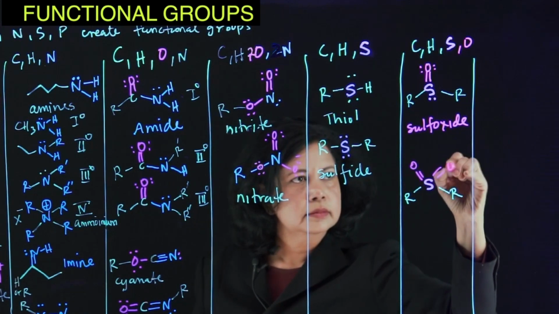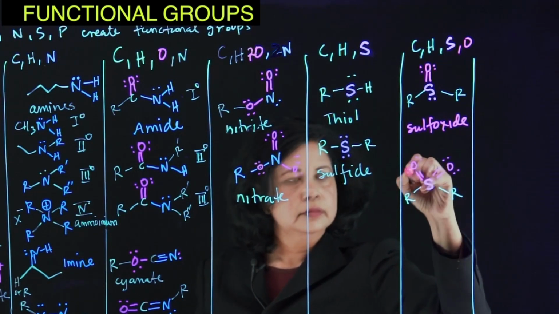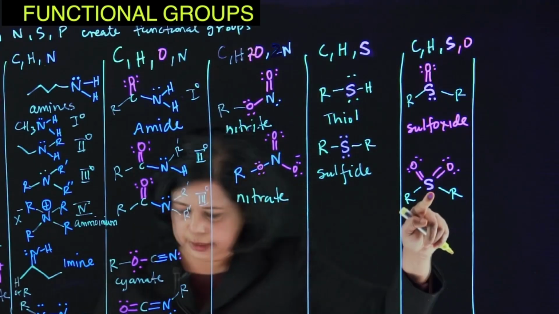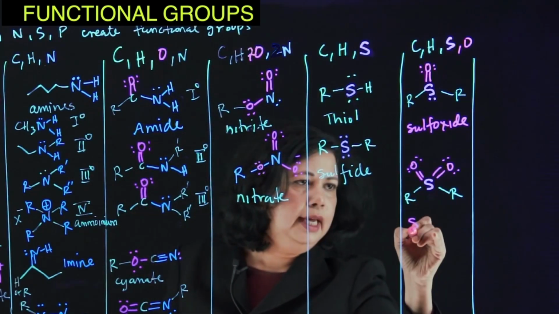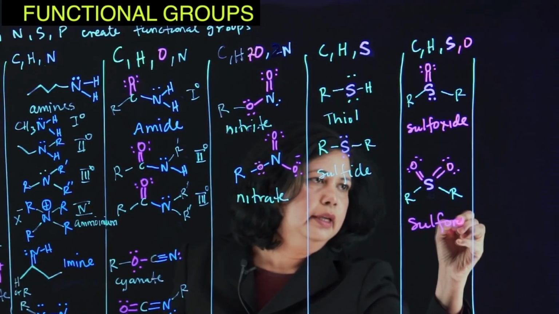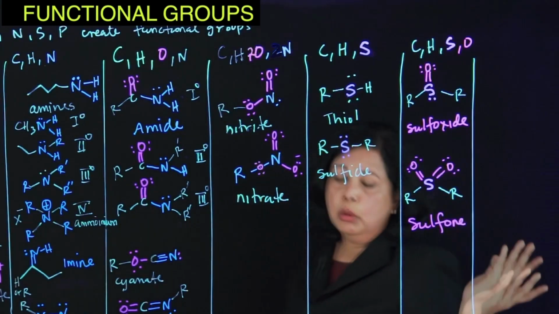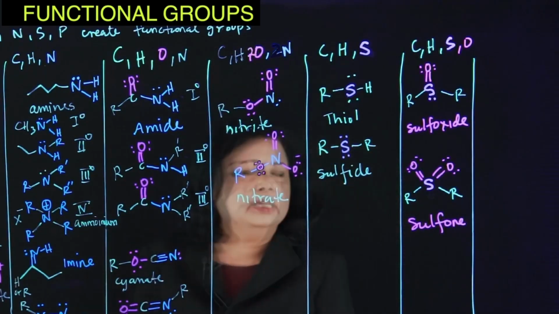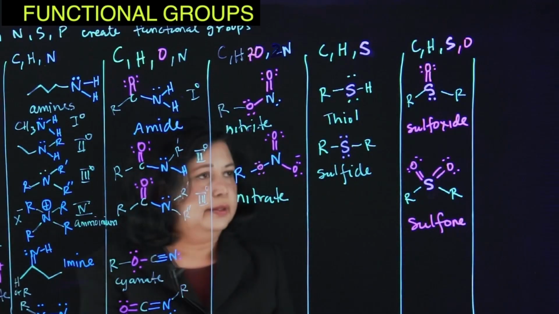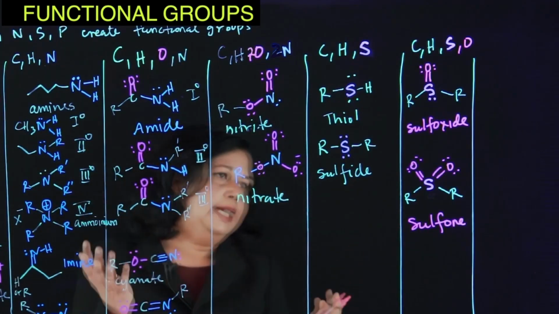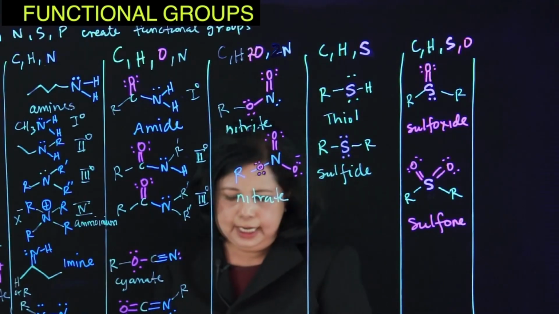and 2 oxygens here, now you're not going to have any lone pairs here because you already have 6 bonds. That will be called a sulfone. So this can be dimethyl sulfoxide, DMSO. That's what we're going to talk about, as a solvent. And this is going to be sulfone. And you can have sulfates, sulfonic acids, and so on.